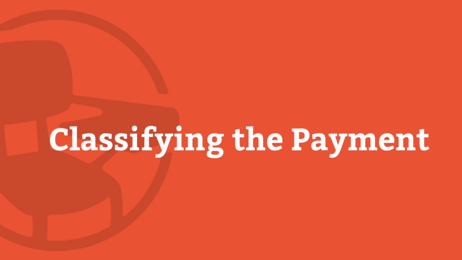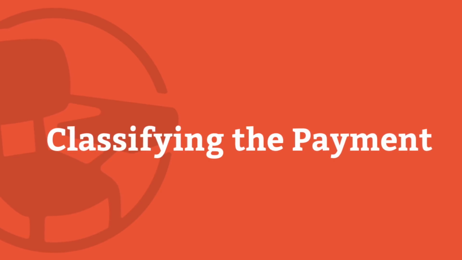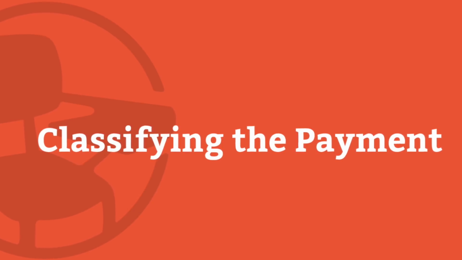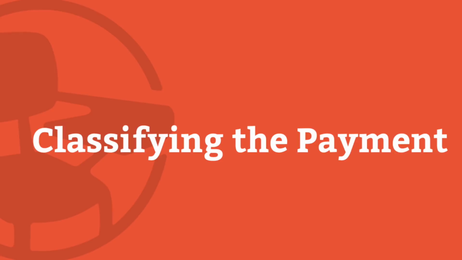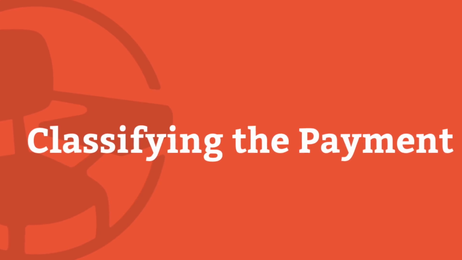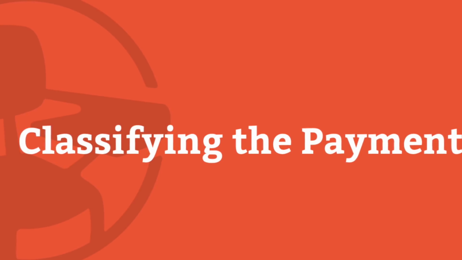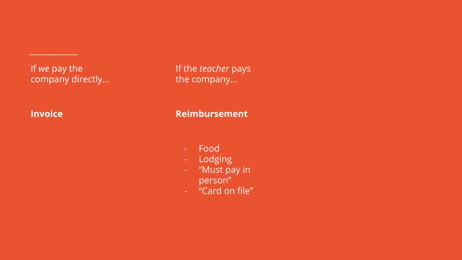After reviewing the payment document, we'll need to classify the payment by selecting whether it's an invoice or a reimbursement. If there are multiple requested resources, you will need to classify each resource individually as either an invoice, a reimbursement, or a W-9. A project may have a mix of both types of payment classifications. There are 3 options when classifying a payment. If we pay the company directly, it's an invoice. For reference, most projects will be classified as invoices. If the teacher pays the company, then it will be a reimbursement.